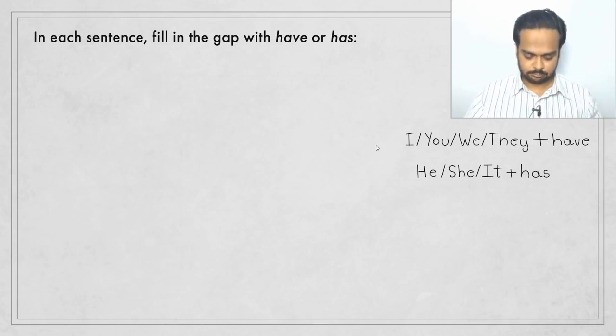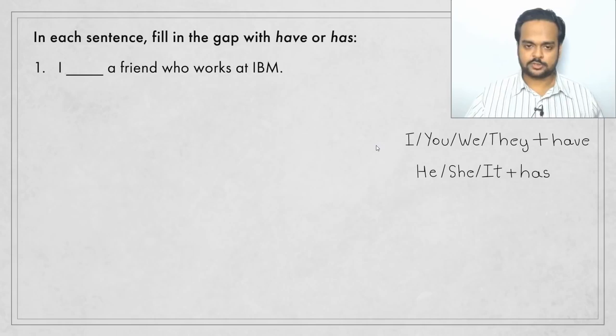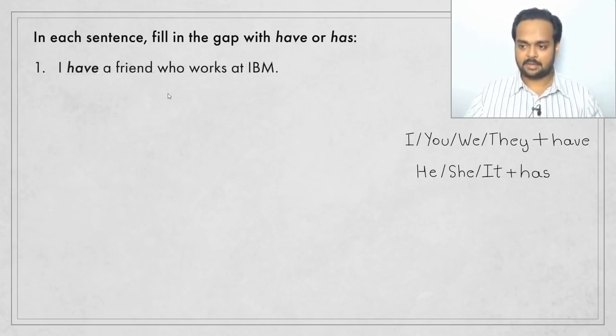All right, here's the first one. I blank a friend who works at IBM. Would you say have or has? Well, the subject is I, so this should be have. I have a friend who works at IBM.